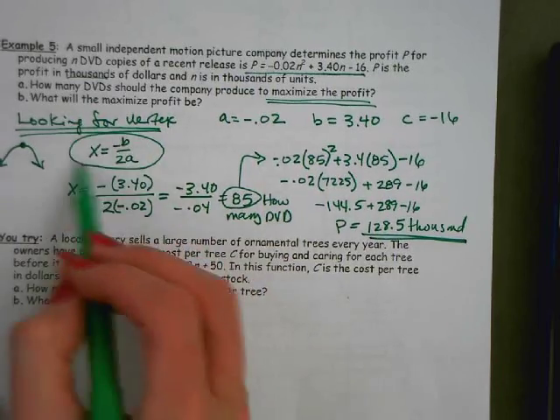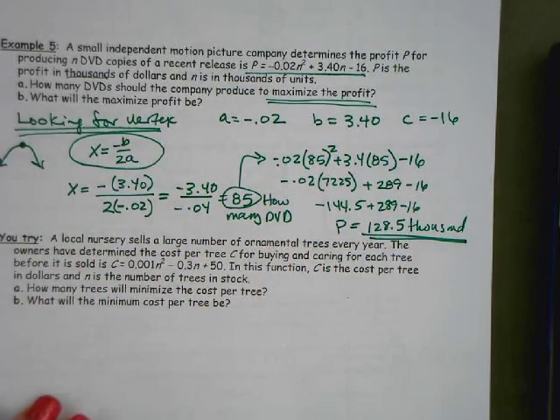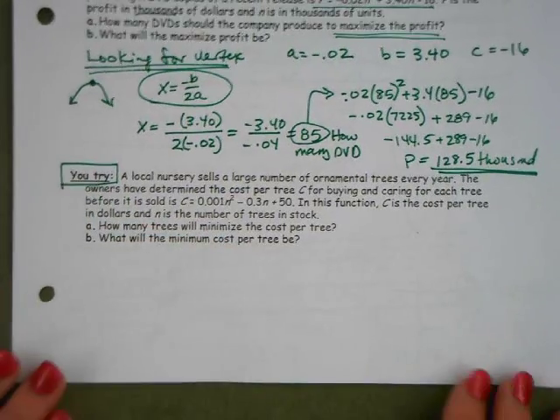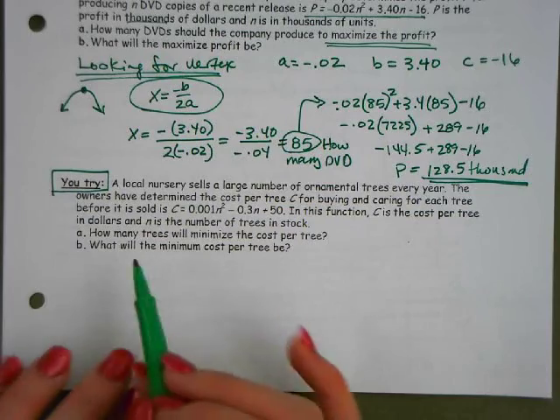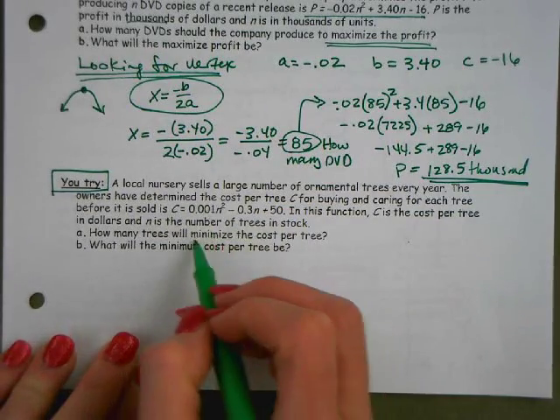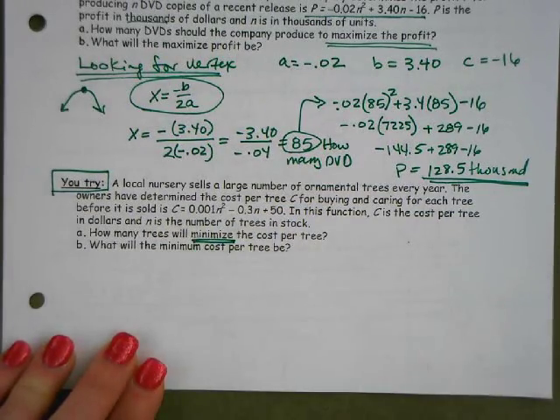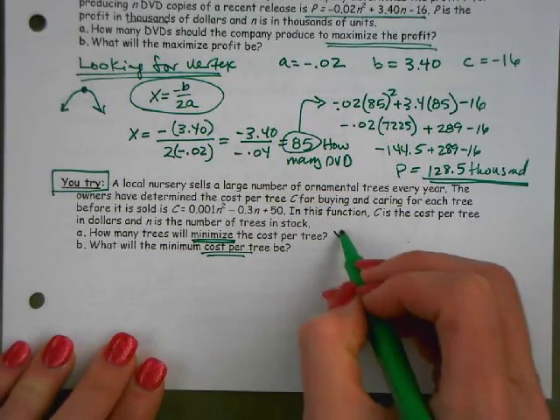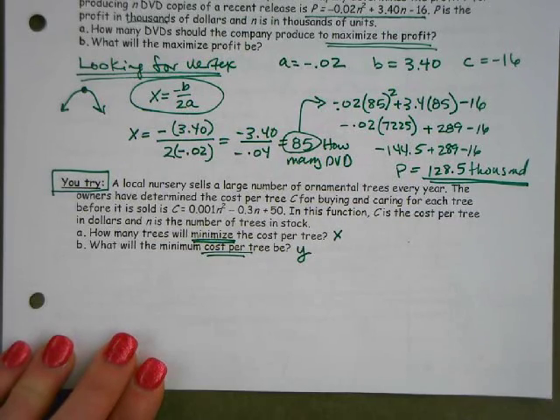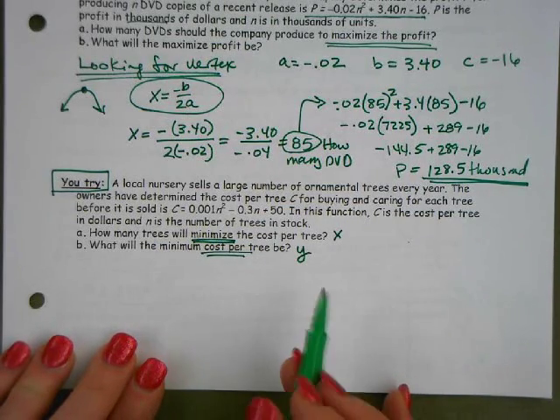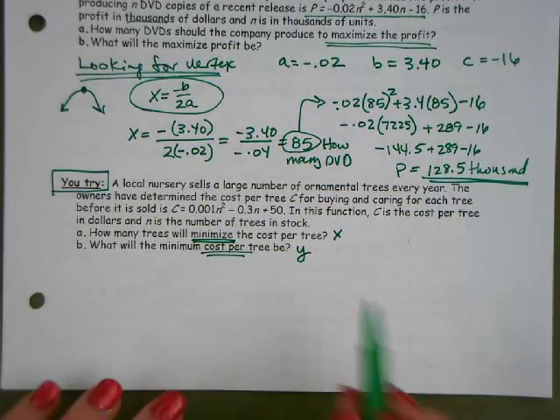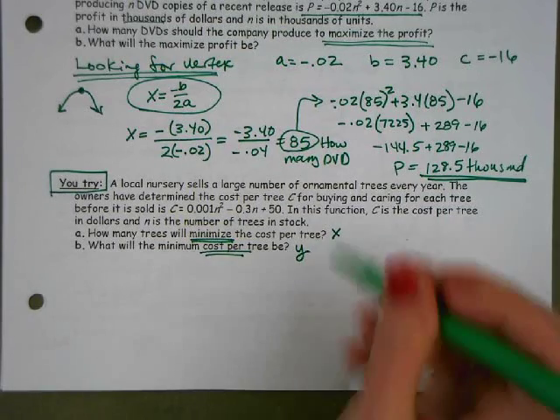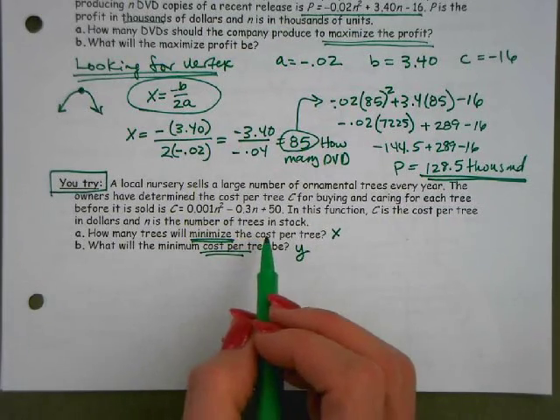All right? So let's have you guys try this one. You need to know how many trees will minimize the cost per tree. Okay? And what is the cost per tree? So you're looking for the X value here, and then you're looking for the Y value there. Does that make sense? So find your A, B, and C, and then try to find your vertex. And then when you find your vertex, the X value will tell you the minimized cost, and then the Y value will tell you how many trees. Okay? Give it a shot.